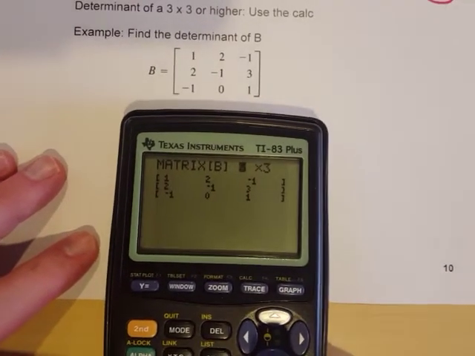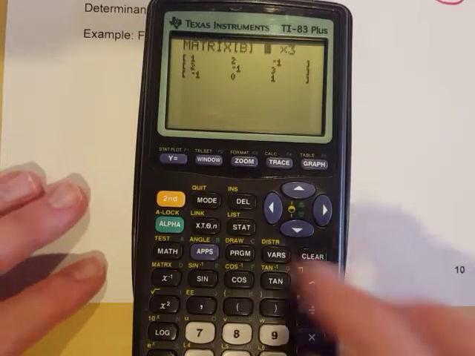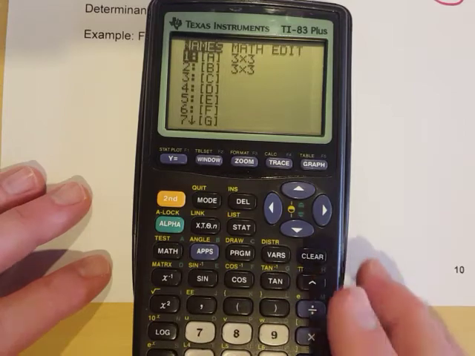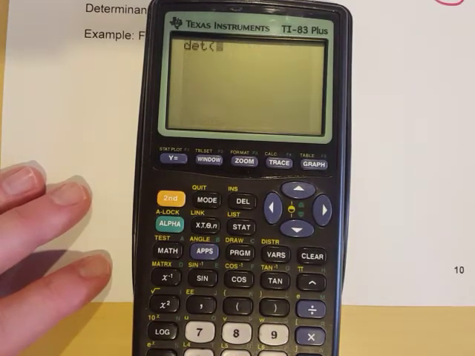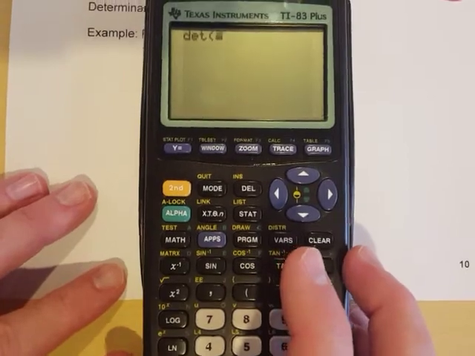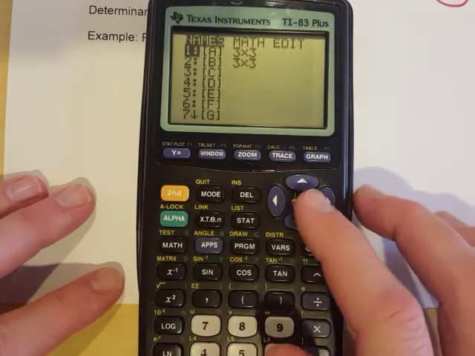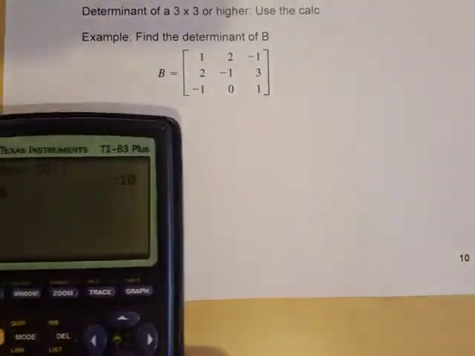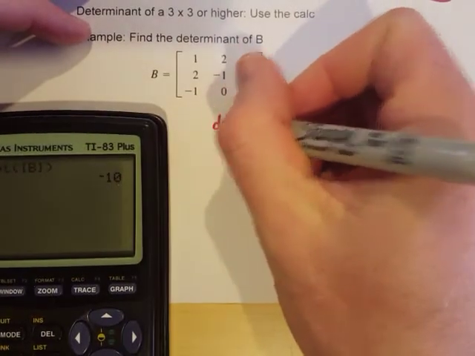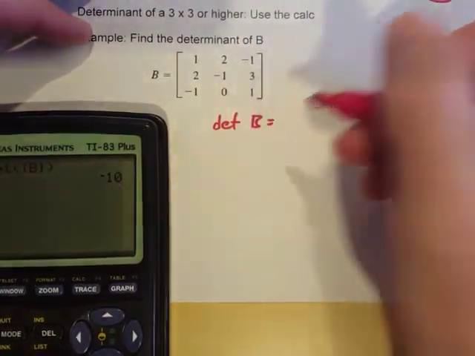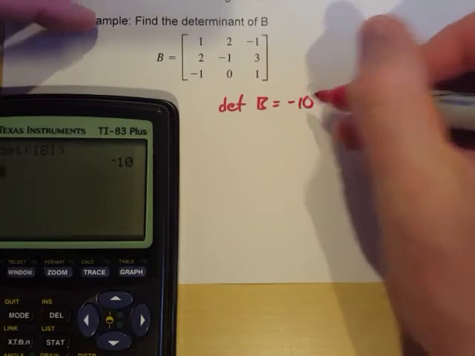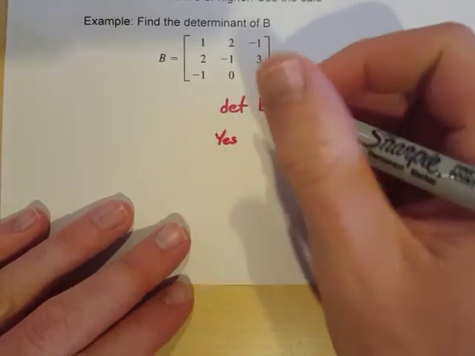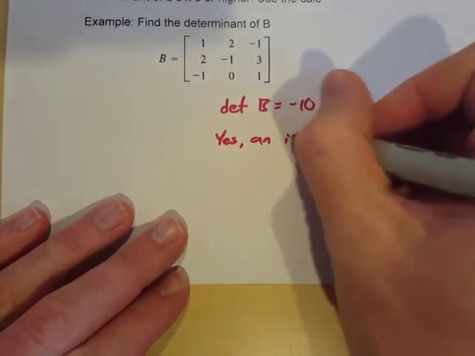Then if I want to find the determinant of that one, you quit out of that menu, go back to the matrix menu and arrow over to math. It's the first one. Now we just go back to second matrix one more time, find matrix B, hit enter: negative 10. So we can use the calculator to tell us that the determinant of B is equal to negative 10, which means that yes, it does have an inverse. Inverse exists.